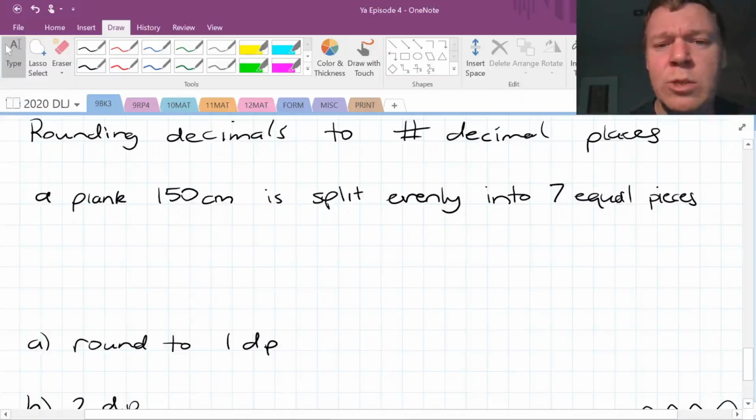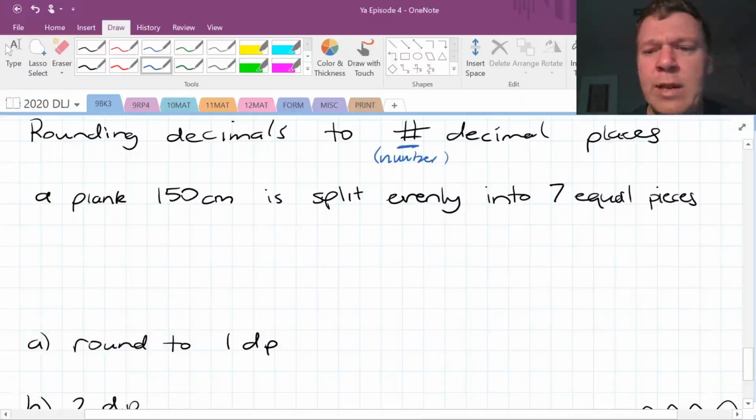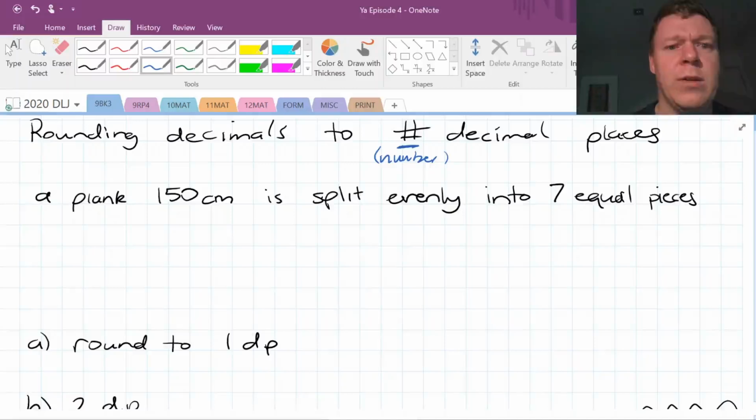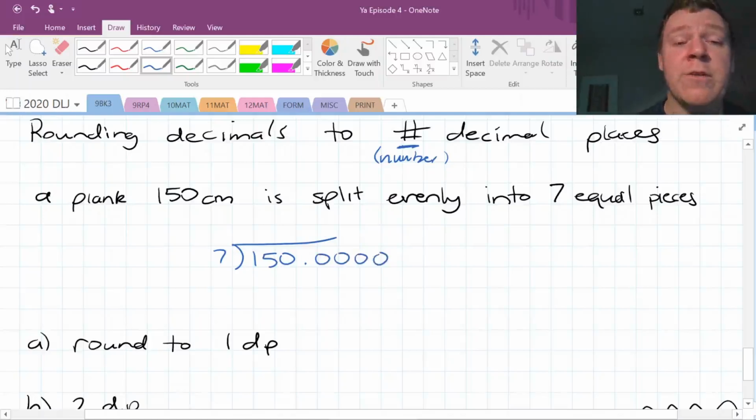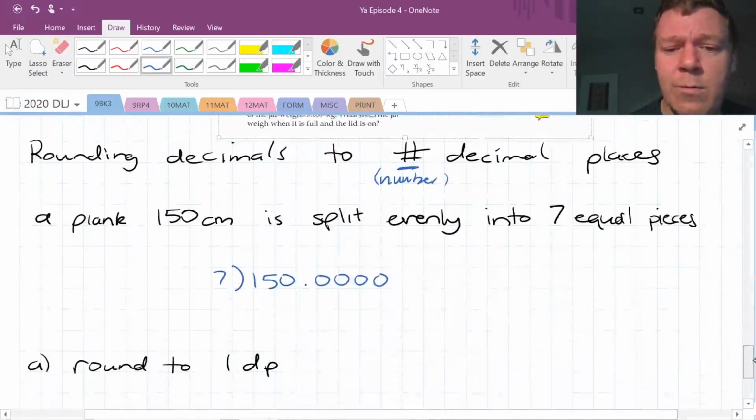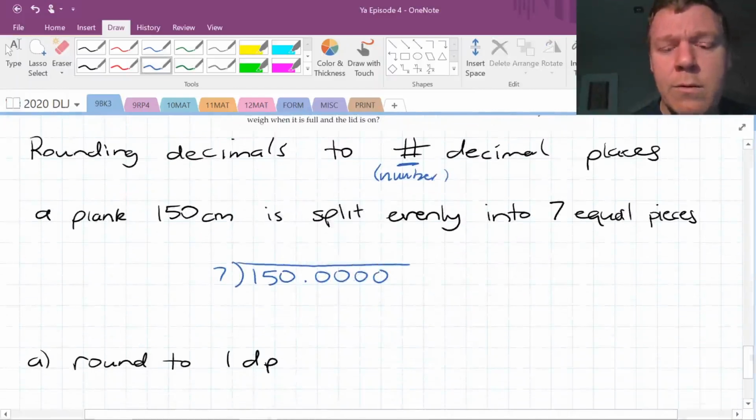So, rounding decimals to some number of decimal places. So this is a number. A plank is split evenly into 7 pieces. So that's similar to the last question we did. Let's do that again. So if we have 150, whenever you divide by 7 and it doesn't go in evenly, you usually get a long repetitive answer. That's what I'm expecting, so we'll make it really long, lots of decimal places.